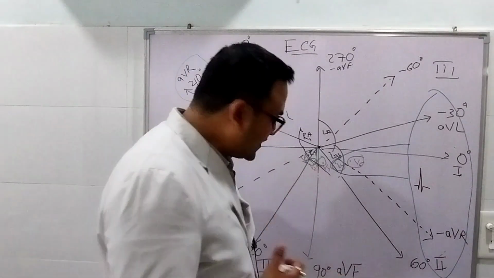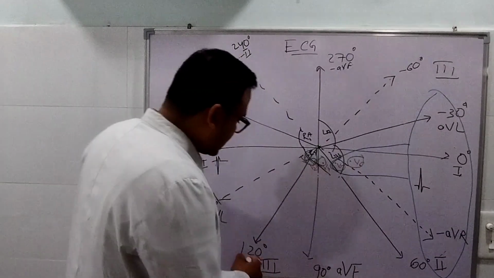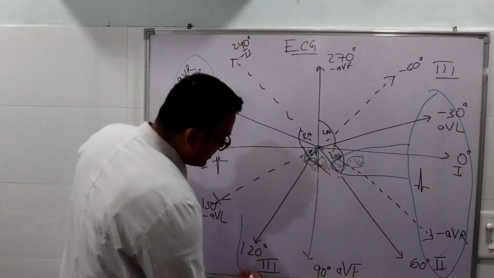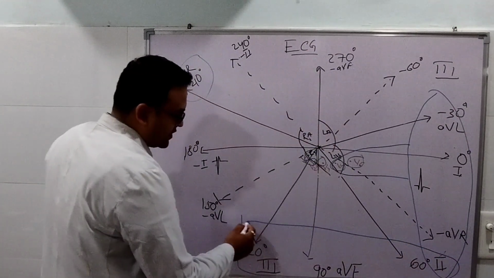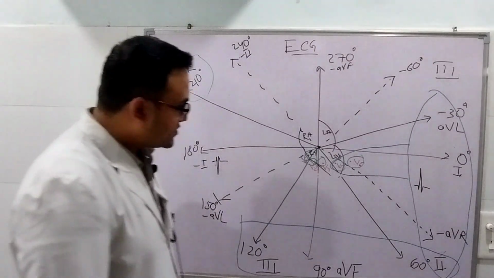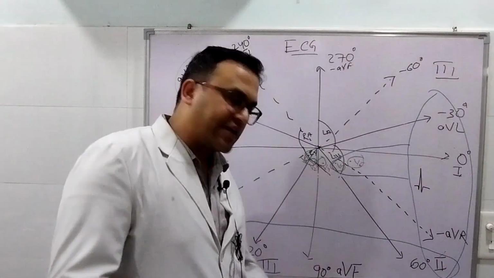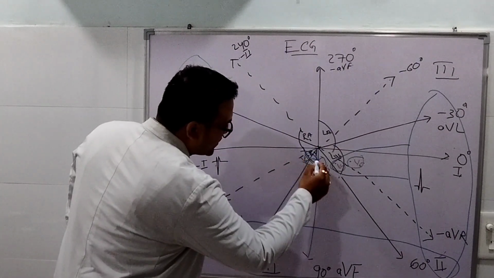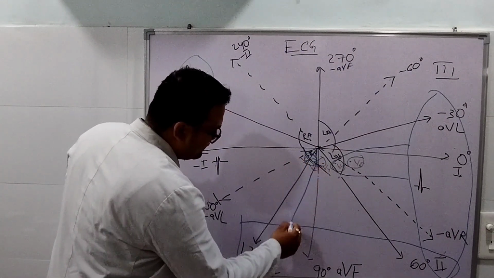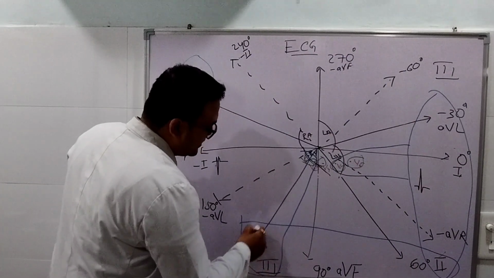If there is an inferior wall MI, we will see changes in lead 3, lead AVF and lead 2. Okay. So if there is a right ventricular infarction, I need not mention, we will see changes in leads V1, V2 and lead 3.